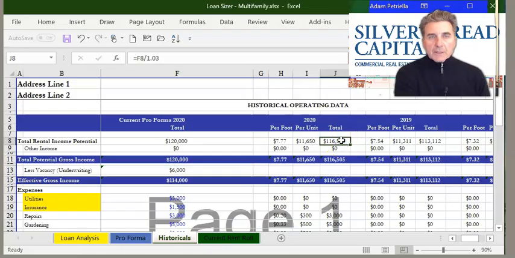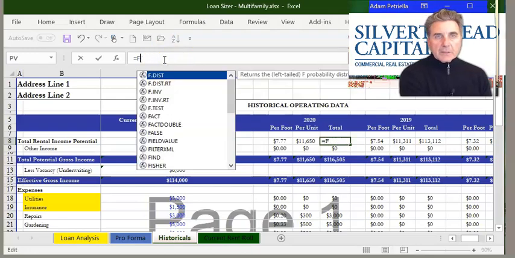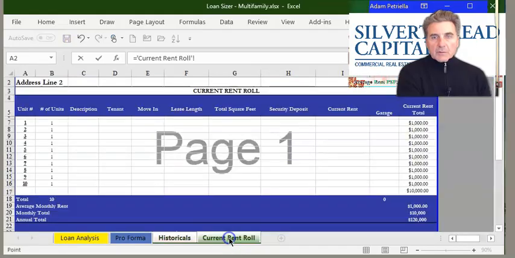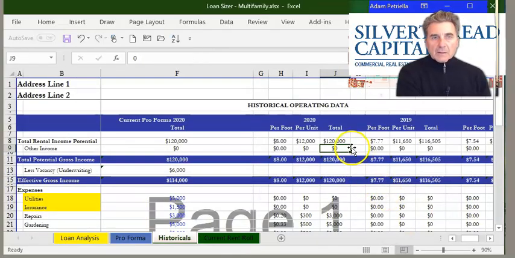So let's look at this. Equals F8 divided by 1.03. Let's pause here for a second. That really should be equals the current rent roll of 120,000. There we go.